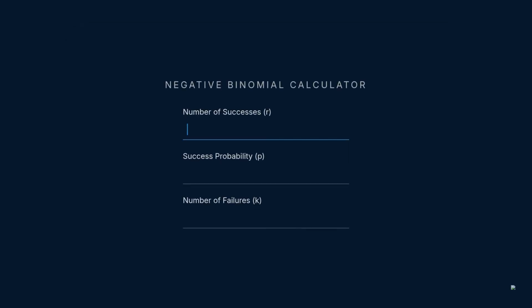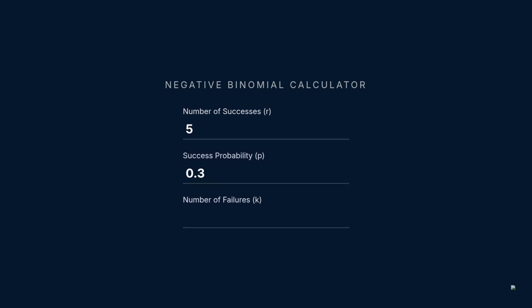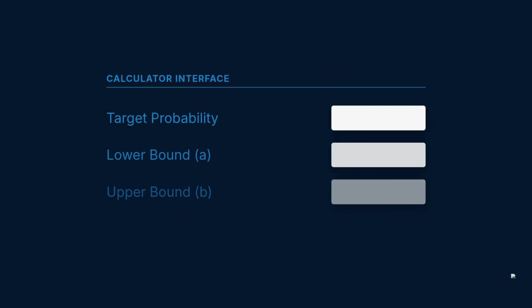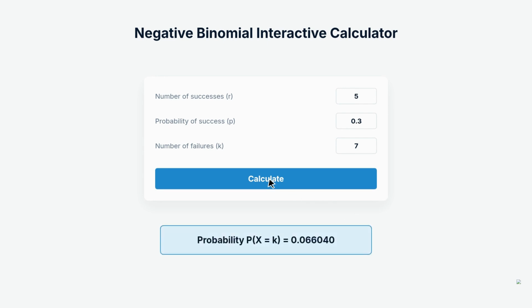I'll enter 5 for number of successes, r, 0.3 for success probability, p, and 7 for number of failures, k. The target probability is set to 0.5, lower bound, a, is 3, and upper bound, b, is 10. After clicking Calculate, the result shows probability P(X = k) equals 0.066040. This means there's approximately a 6.6% chance of observing exactly 7 failures before achieving our 5th success, given a 30% success probability per trial.